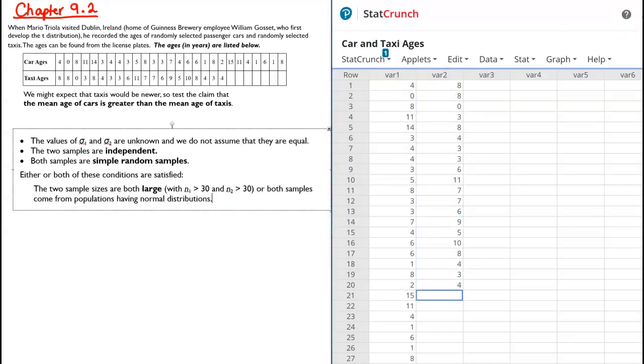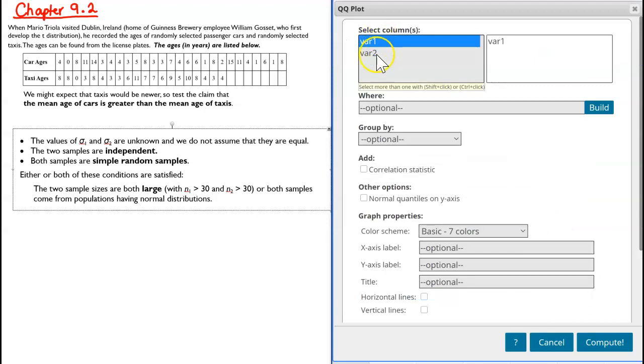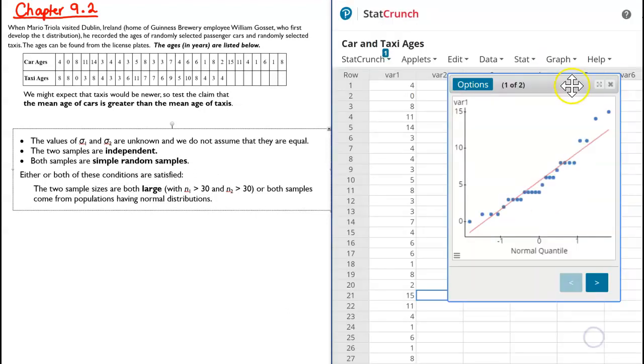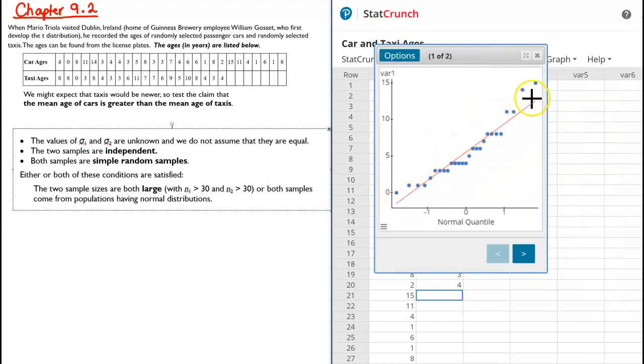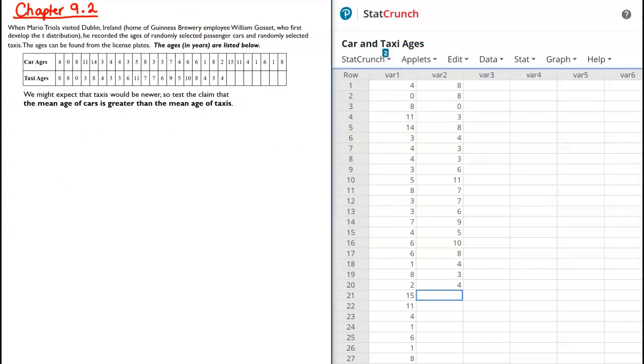To check for the normality of the distribution of these samples, we will use the quantile plot. Quantile plots are located under Graph, QQ plot. Select both columns, compute. Here's the distribution for the first sample. It looks approximately normal, so we can consider it a normal distribution. And the second sample looks like it has a normal distribution as well. So we just verified that although the sample size is less than 30, both samples have approximately normal distribution. So we can proceed with the hypothesis testing.